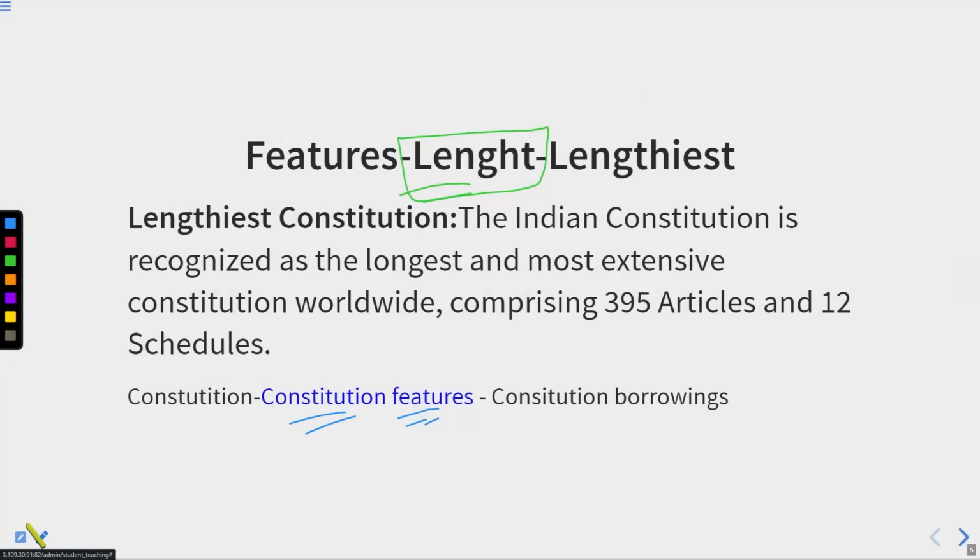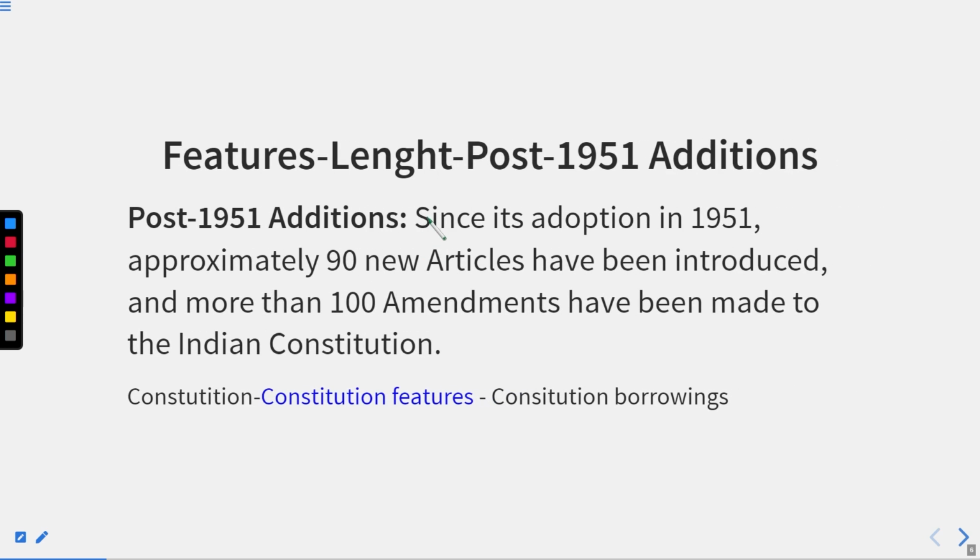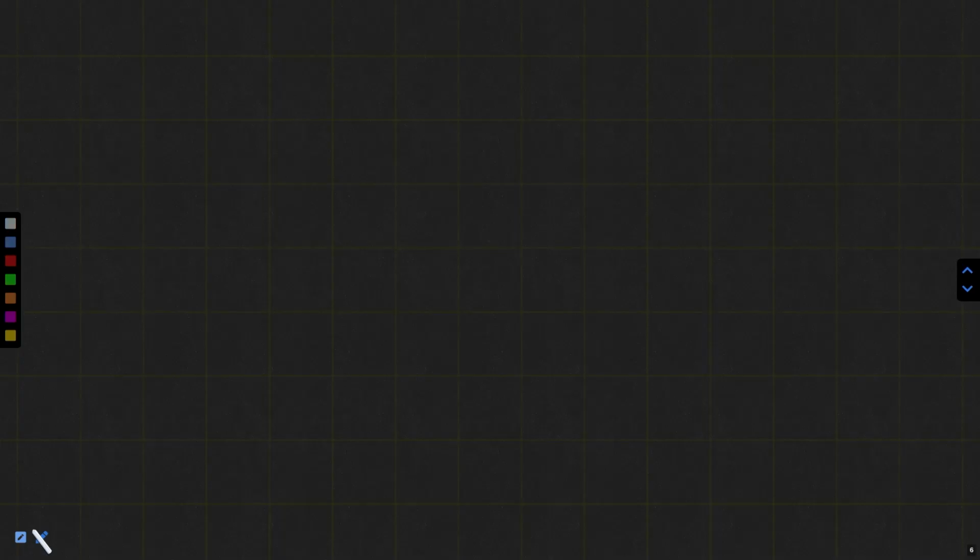So when we talk about the constitutional features, it's very obvious that we have to talk about the length. In length, the first point is the lengthiest constitution. The Indian Constitution is recognized as the longest and most extensive constitution worldwide, comprising 395 articles and 12 schedules. Remember this point. It is the lengthiest written constitution in the world. Second, in terms of length, we have the post-1951 additions.